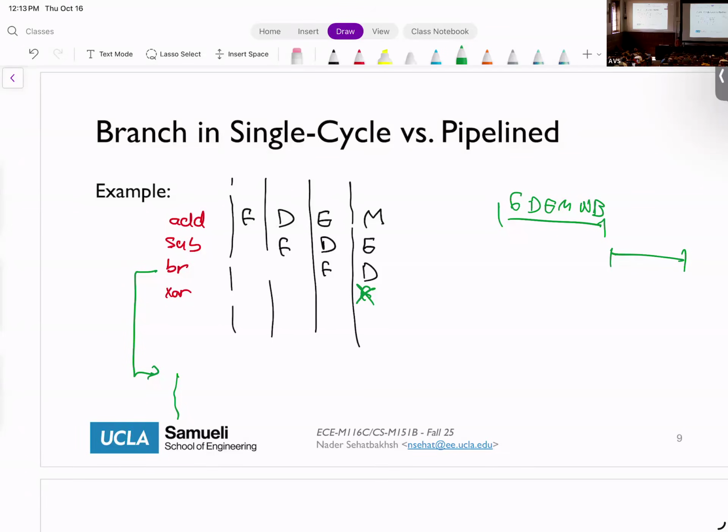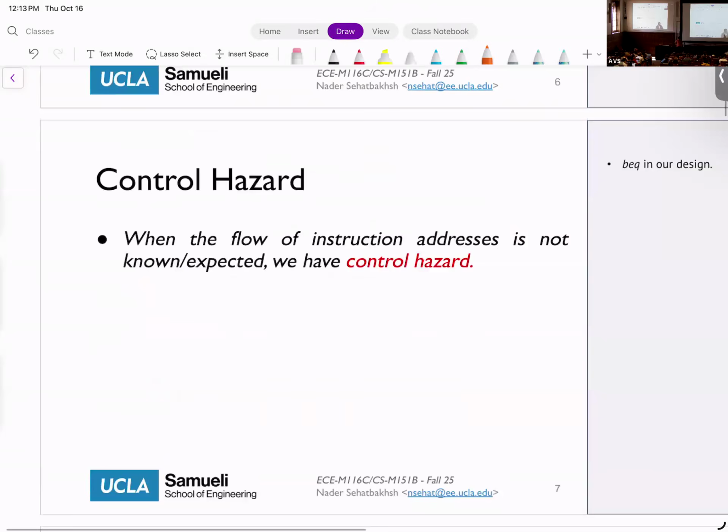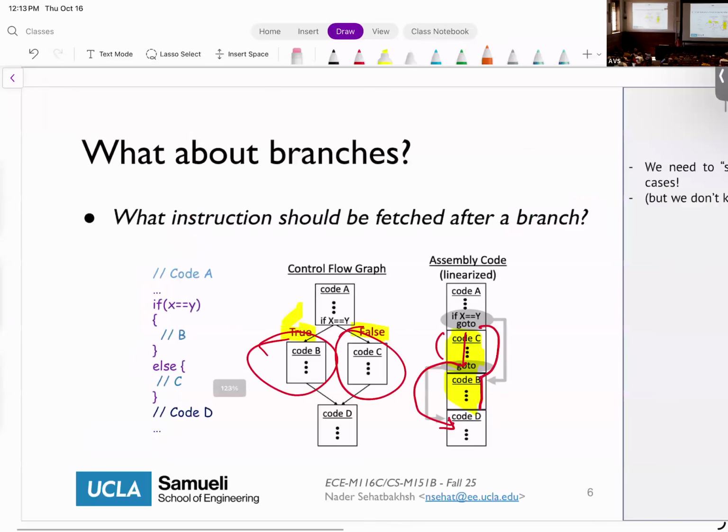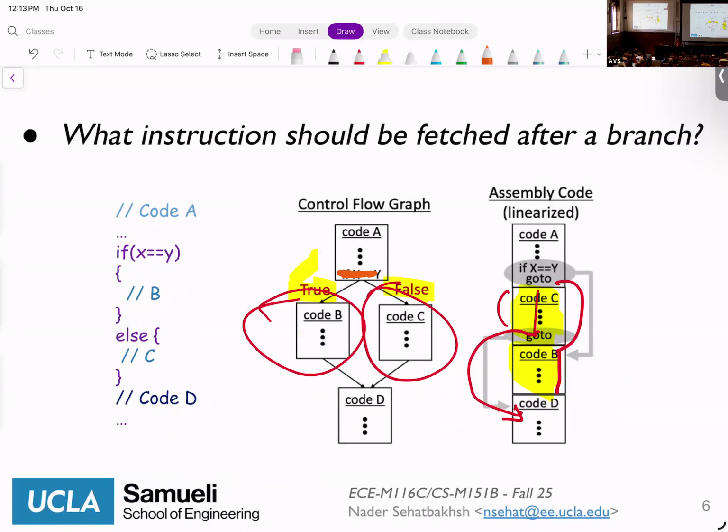So the question is, what's wrong with fetching XOR? If I fetch XOR here, then next cycle it will go to the decode and execute and memory and write back, and I'm not even supposed to run this instruction. I'm supposed to jump over this instruction, right? So going back to this if then else, let's say, for example, I get to this instruction x equal to y, and the condition is true. So I need to actually run this block. I shouldn't run this other block, right? If I run it, I'm just running different instructions that I'm not even supposed to run.